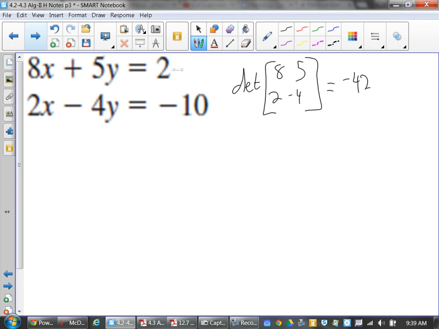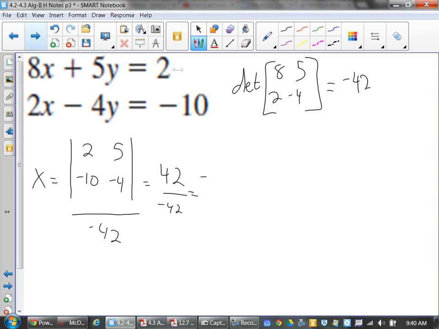To solve for x, where do I put my solutions? In the x column. So it's 2, negative 10, 5, and negative 4. And what do I have to divide that by? Negative 42. So we have negative 8 minus 50. Wouldn't it be plus 50? No, it's minus, subtracting the negative. Negative makes it positive. So it's negative 58 over negative 42.